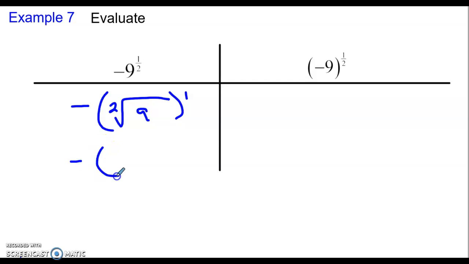We have our negative. We know that the square root of 9 is 3. So our answer is negative 3, because 3 to the power of 1 is 3, and with the negative it is negative 3.